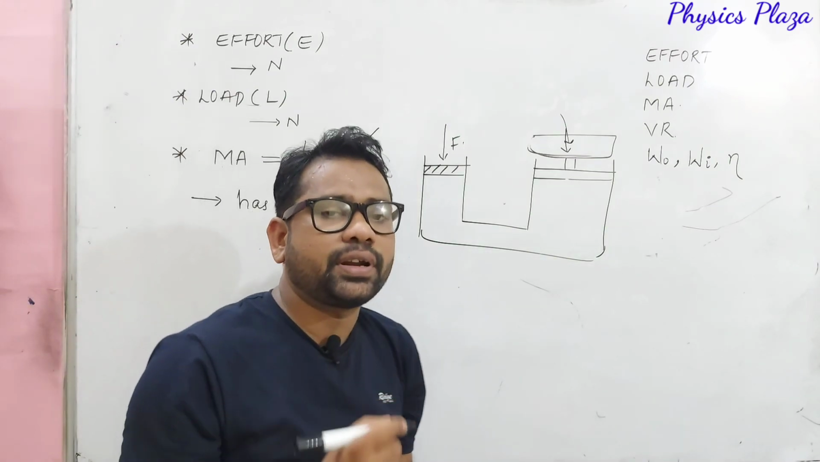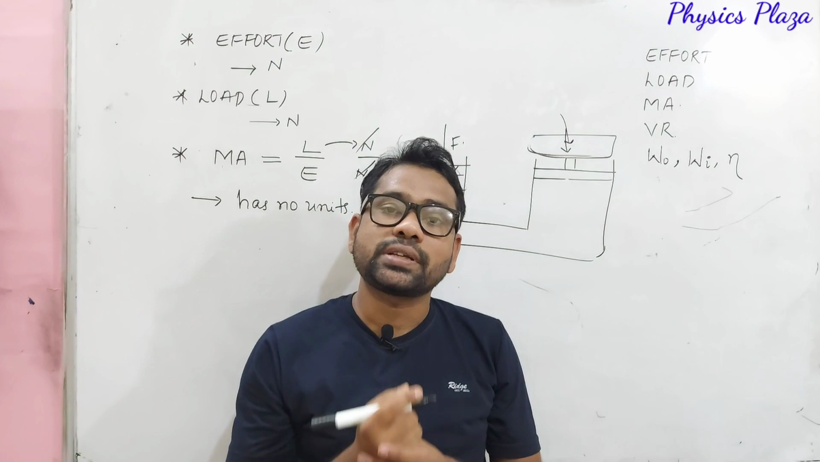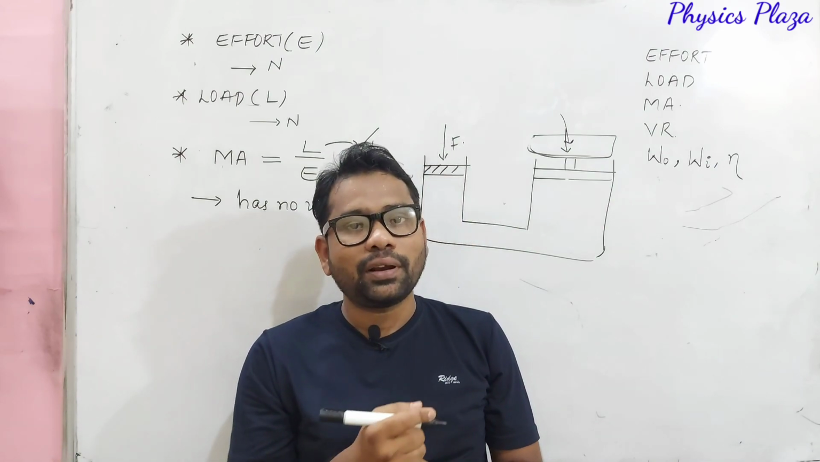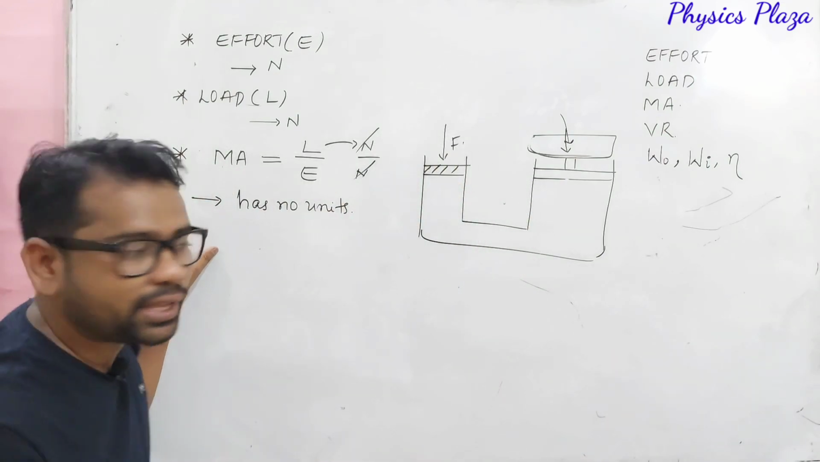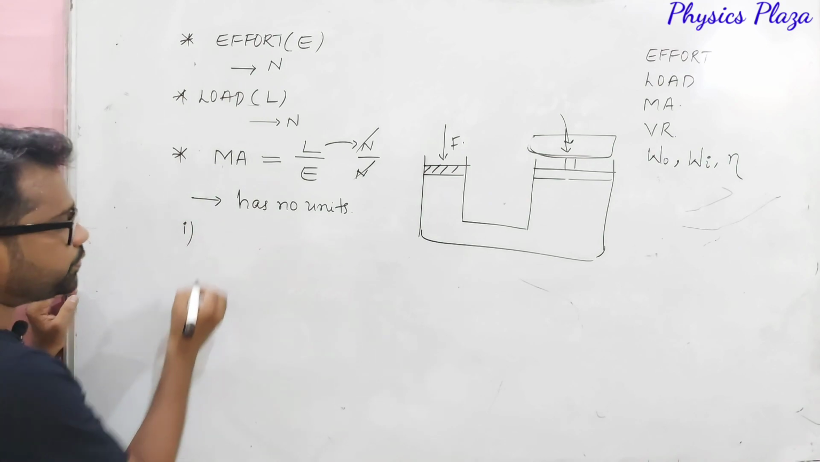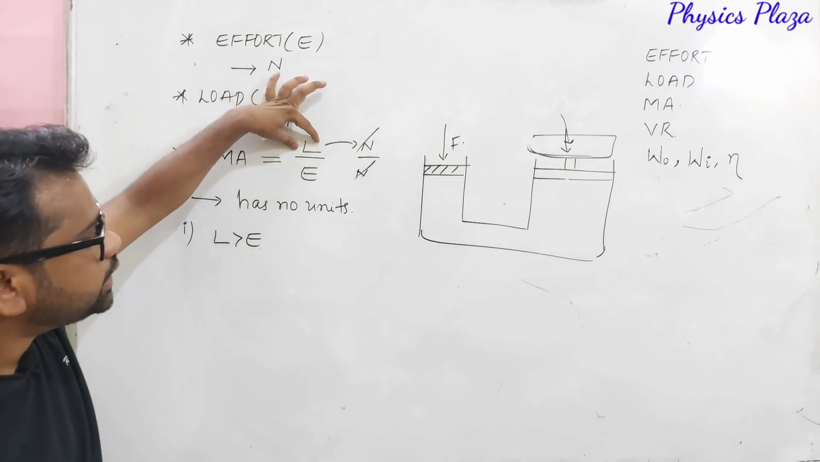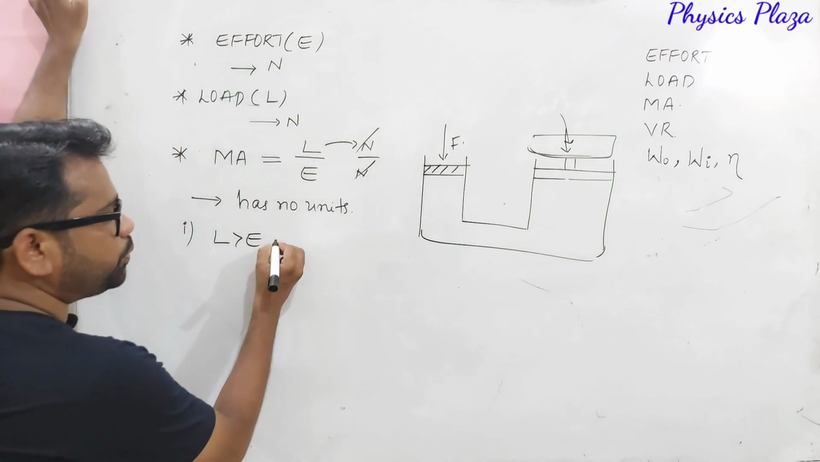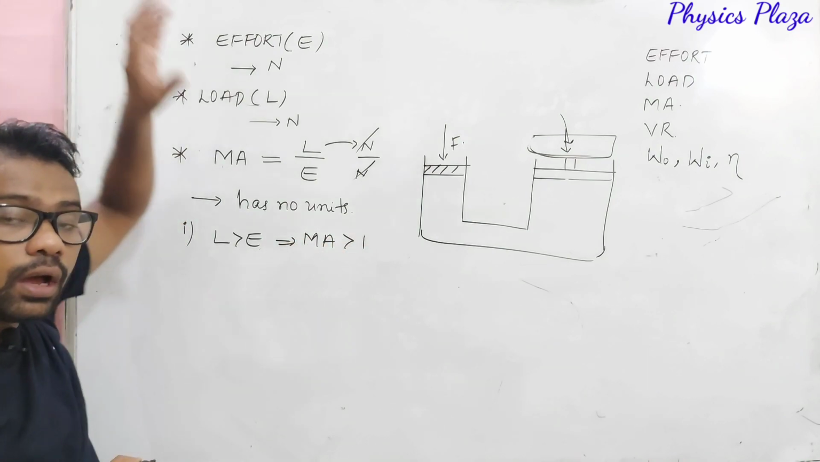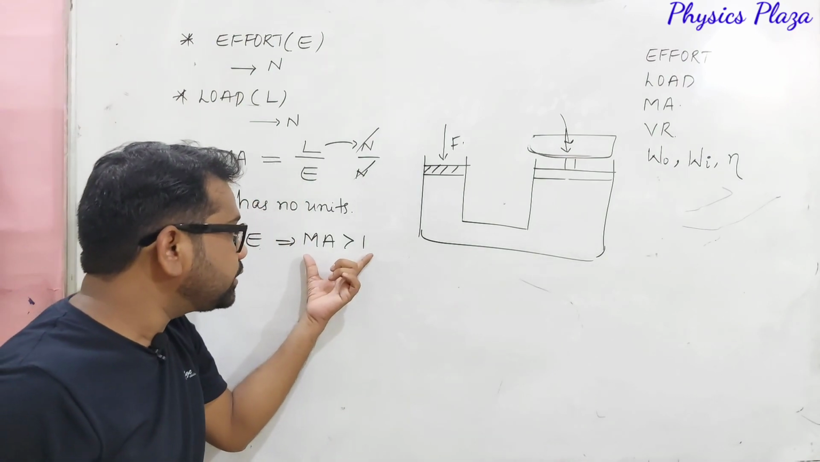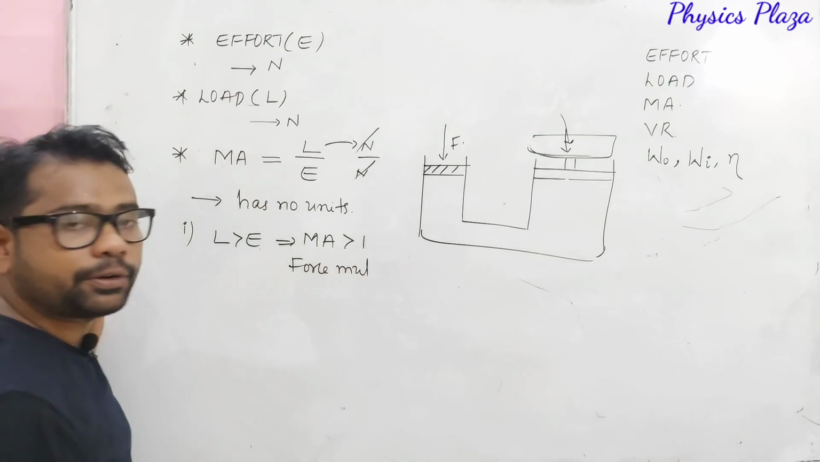Children, here under this mechanical advantage, based on the value of the mechanical advantage also, we can decide whether that particular machine acts like a force multiplier or speed multiplier, or it is used to change the direction of effort applied. So under this mechanical advantage, we have three important cases. First one, let us see. If load is greater than effort, that is, numerator is greater than denominator, then obviously, dear children, mechanical advantage will be greater than 1. Children, a machine with a mechanical advantage greater than 1 acts like a force multiplier.